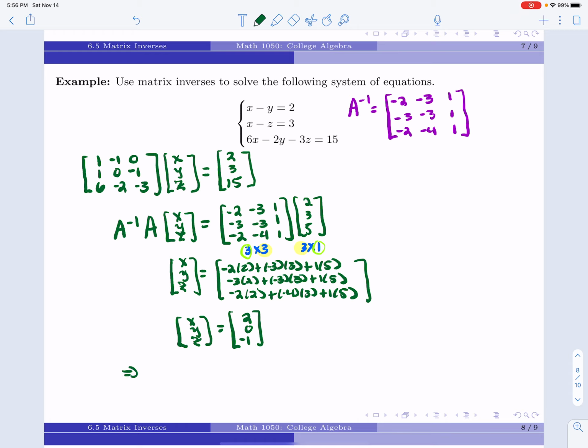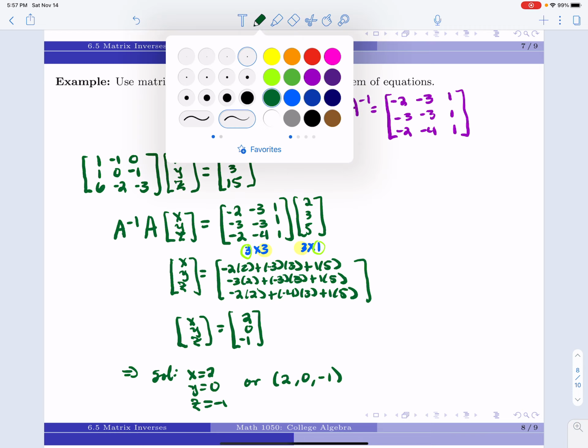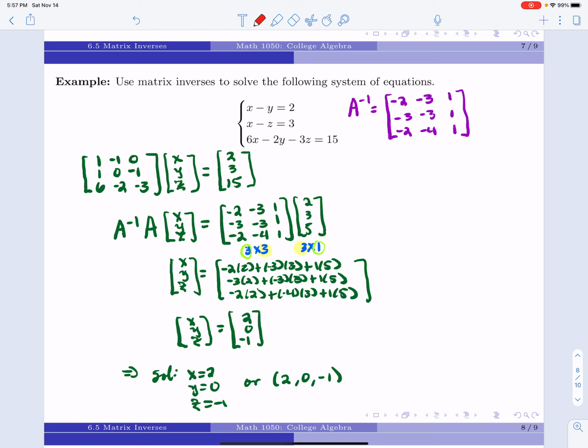Okay, so that means our solution, you can either write out that x is equal to 2, y is equal to 0, and z is equal to -1, or you can write it as the point in 3D space 2, 0, -1. Okay, so there is our solution. So really all this comes down to is just matrix multiplication. And again, remember we're multiplying on the left.